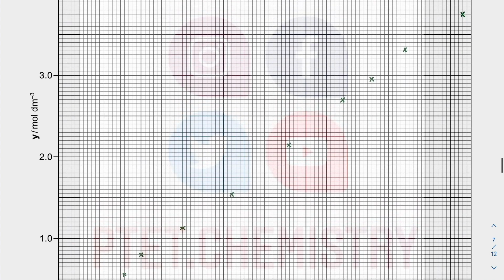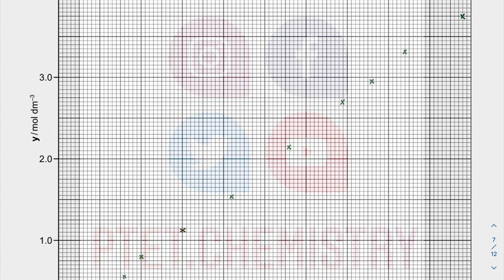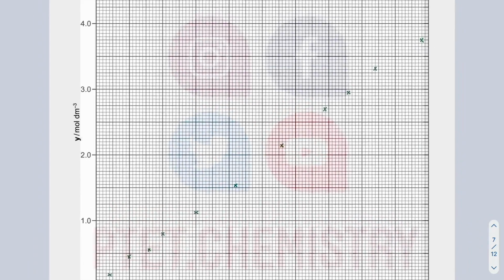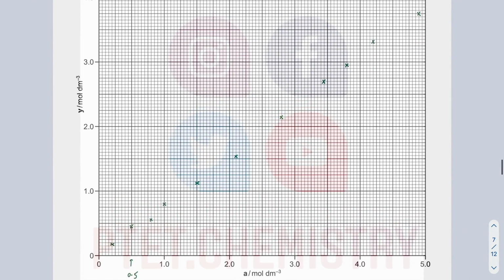Alright, so we can see there is a straight line. Quite a good straight line there. I'm going to minimize this a little bit. When there is none of A, there will be none of y, so we know this will cut through 0, 0.